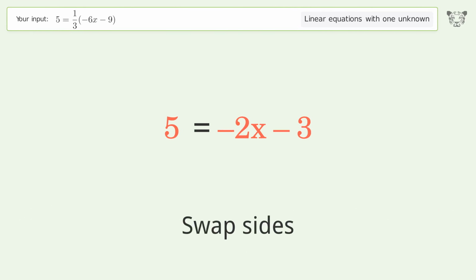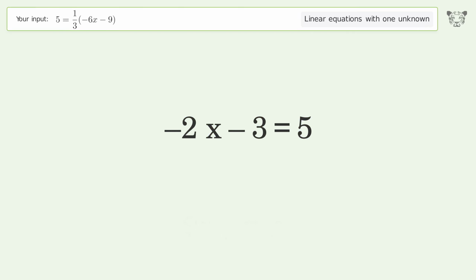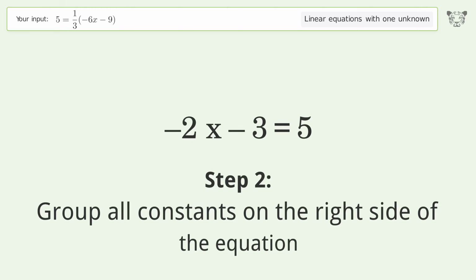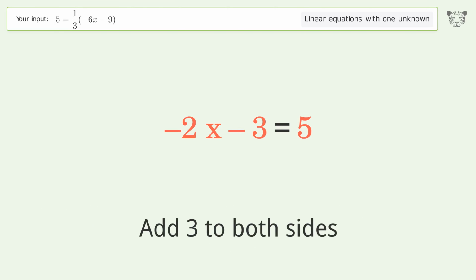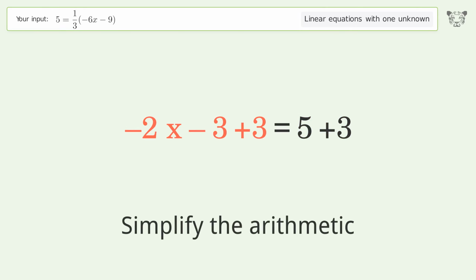Swap sides. Group all constants on the right side of the equation. Add 3 to both sides. Simplify the arithmetic.